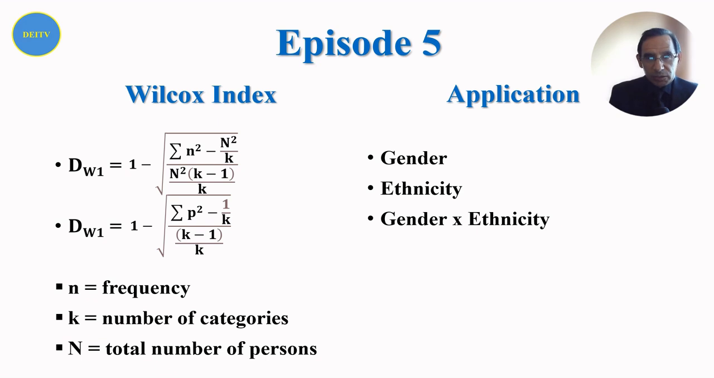And again, to be consistent with episode 4 and episodes 1 through 3, the Wilcox index will be applied to the gender data, the ethnic data, the gender by ethnicity data that was utilized in the previous episodes, as well as the revenue data that was used in the previous episodes.